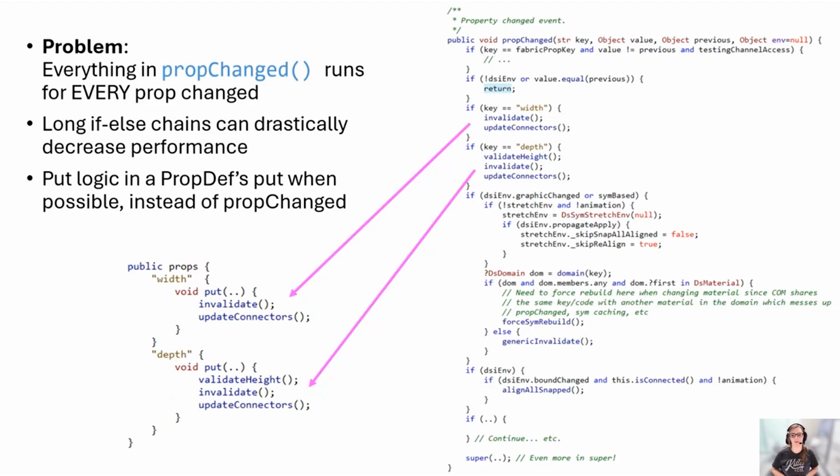By putting this reaction code in the actual put or get of the PropDefs, you are removing those cases from propChanged and reducing the amount of performance that will be taken up every time anything is changed via a PropDef, and you will be reducing the time spent in propChanged. This isn't like a universal never use propChanged. This is just a tip, so use it wisely. The fewer things that actually have to happen in propChanged, the better.